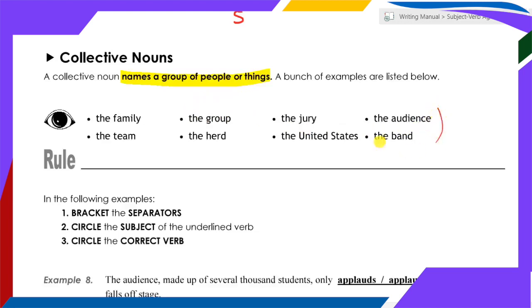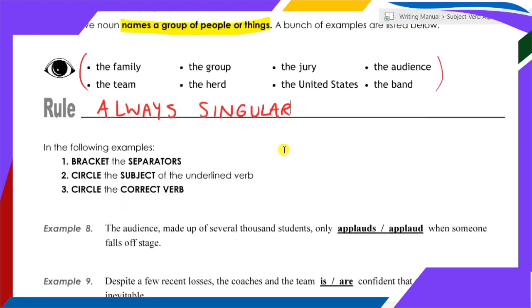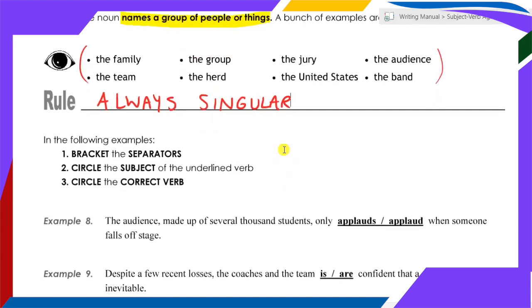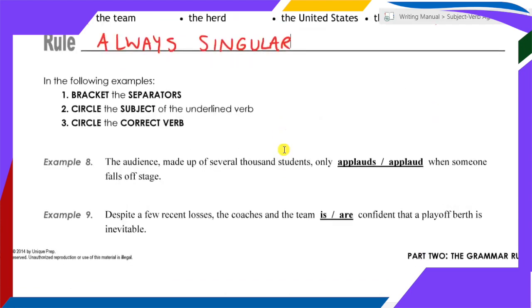Some examples are given here next to this. The family, the group, the jury, the audience. These are all nouns that describe a group of people or things. On the SAT, the rule is, go ahead and write it down, always singular. The collective nouns as subjects on the SAT are singular subjects. If you see a collective noun as your subject, the verb has to agree with a singular subject.